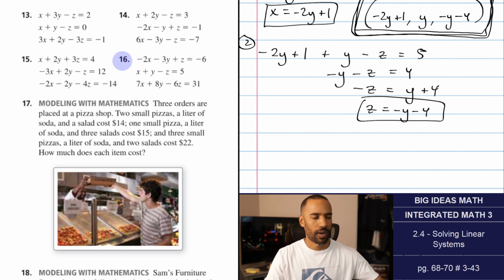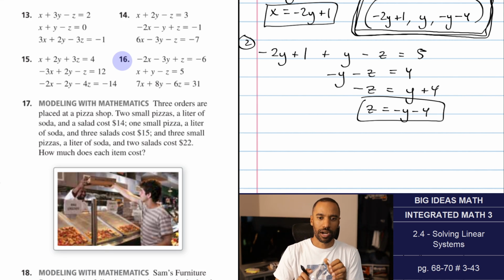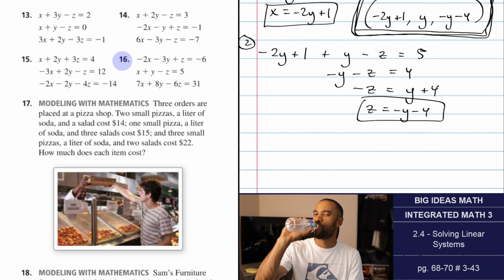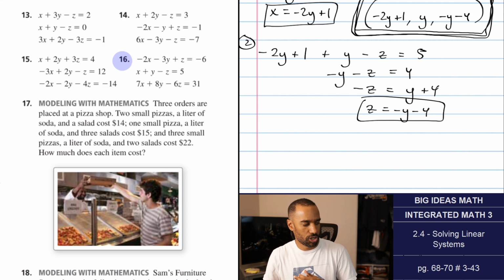Okay, we're an hour and 20 in. Water hit. The Dark Knight is going to finish before this video finishes. It's my guess. It's about a 2.5 hour movie.